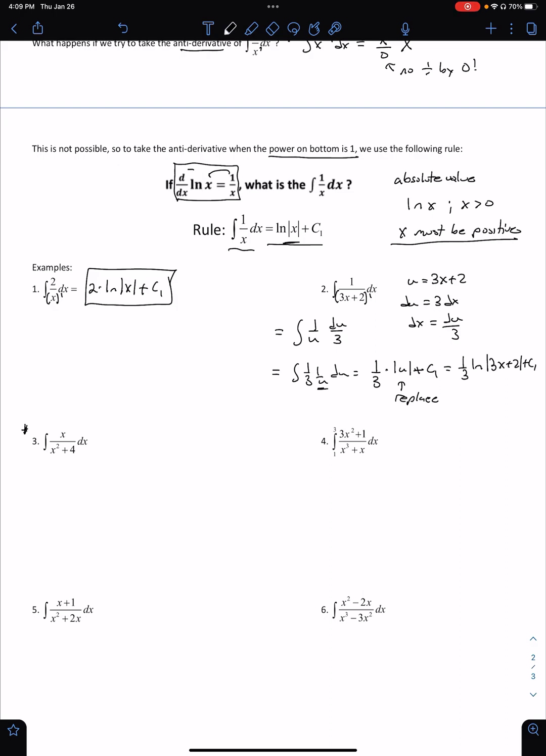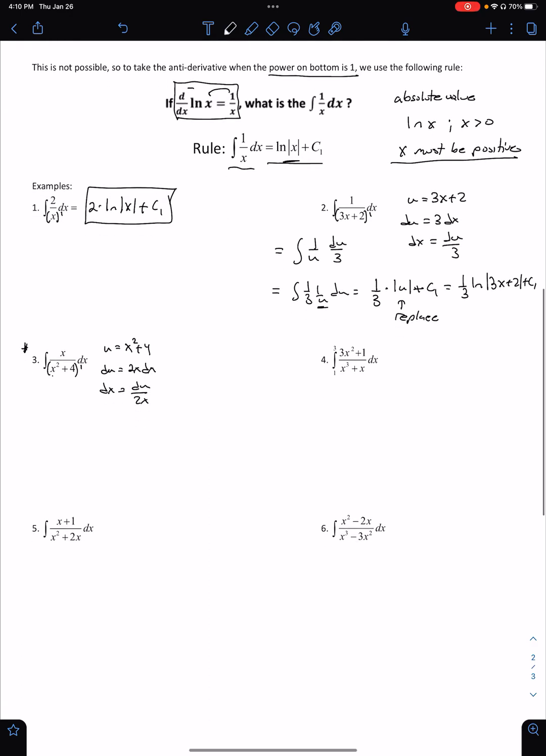We're going to let u be the bottom because the derivative of x squared is just x. I know it's going to cancel there, but I'm going to let u be the whole bottom. And remember, if I think of this as an entire quantity, the entire power is 1. So my u is just going to be this x squared plus 4, and our du is 2x dx, giving us dx is du over 2x.